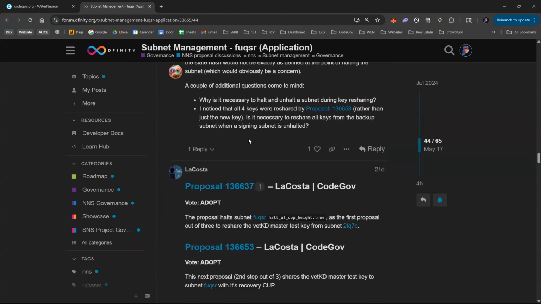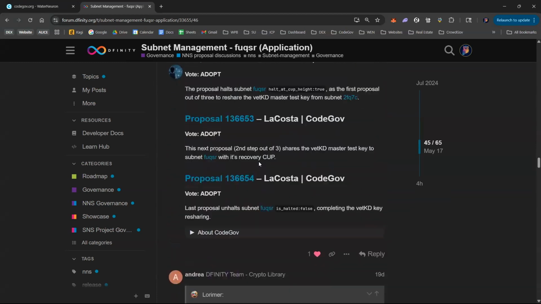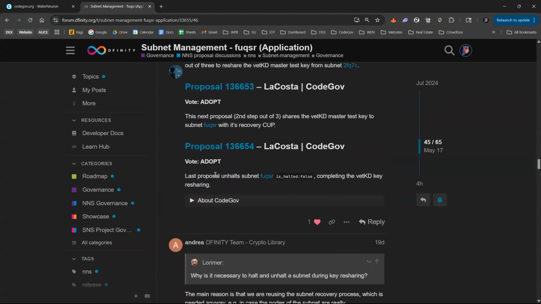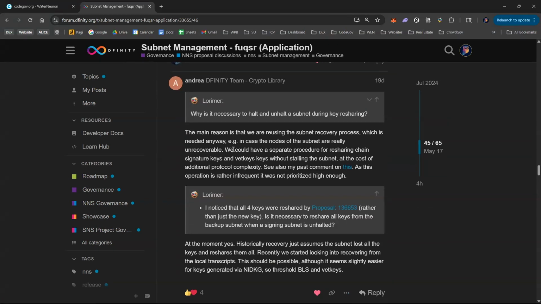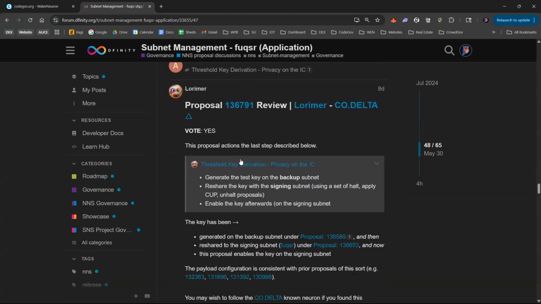Same thing happens for other teams as well. So Lacosta, this is Henrique. He's another team member for CodeGov, and he reviewed these 3. He chose to separate out each one individually and give the explanation. Andrea is a team member for Dfinity, answering some questions that have come up. Zach is the other of our team members who reviews these same proposal topics. So anyway, this is just generally how it works.